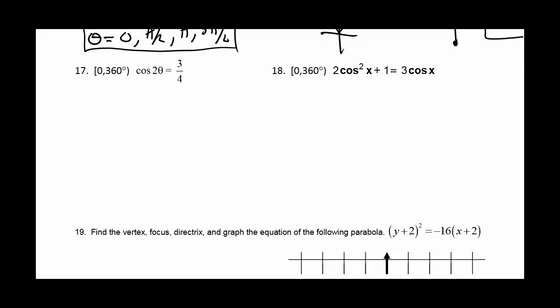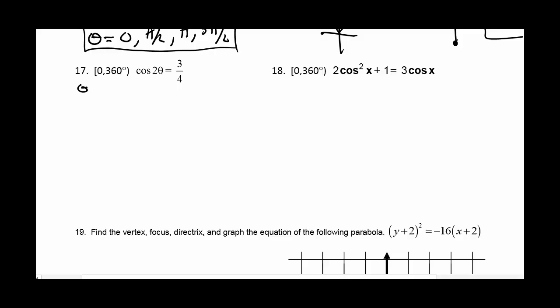Number 17, I'm asked to find cosine 2 theta equals 3/4. Well, 3/4 is not a common unit circle value. Now, if it said square root of 3/2, then we'd be talking about a different issue. But just cosine 2 theta equals 3/4. So what I'm going to do is the multiple angle approach.